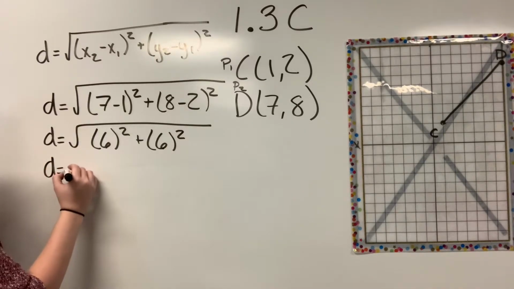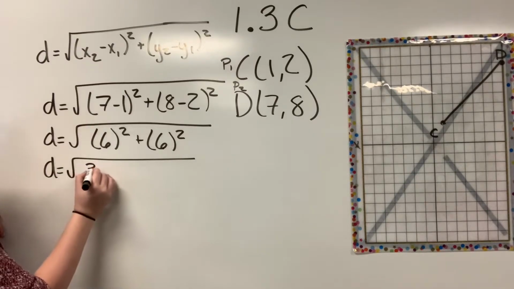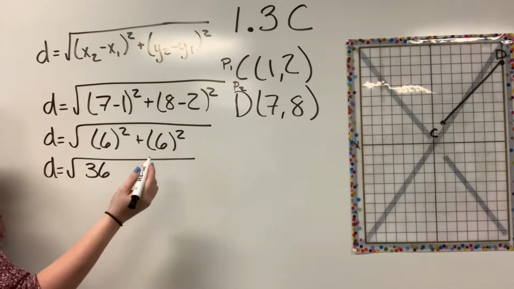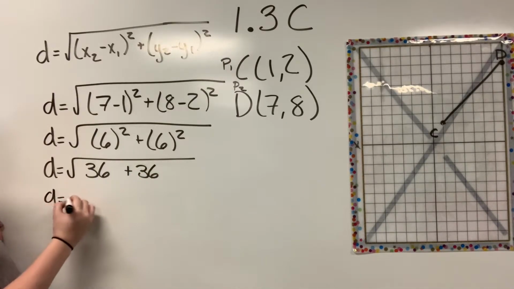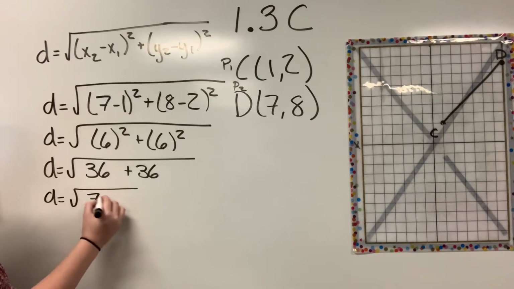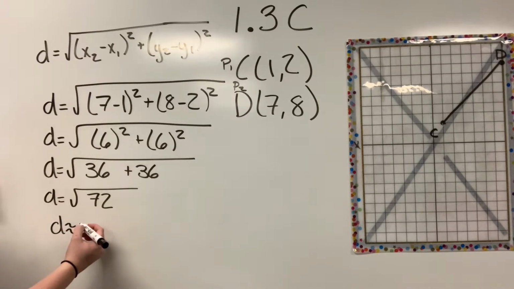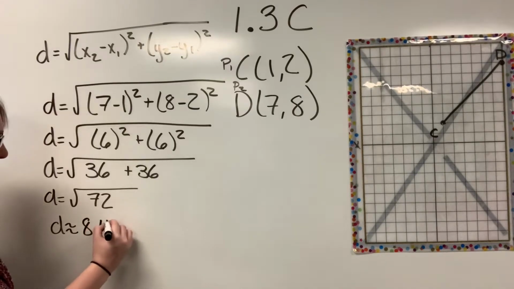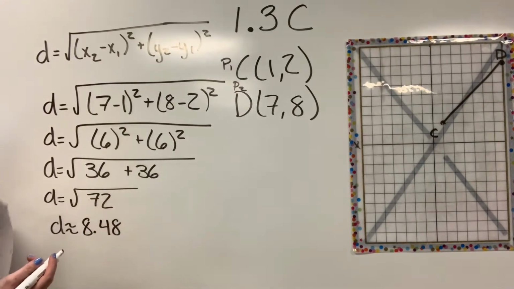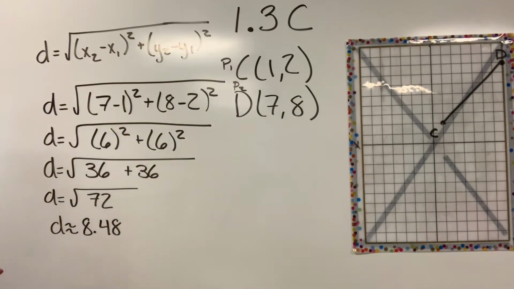So D is equal to our big old square root. 6 squared, or 6 times 6, is 36. D is equal to our big old square root. 36 plus 36 gives you a 72. And that means D is approximately 8.48 when we plug it into the calculator. So the distance between C and D is 8.48.